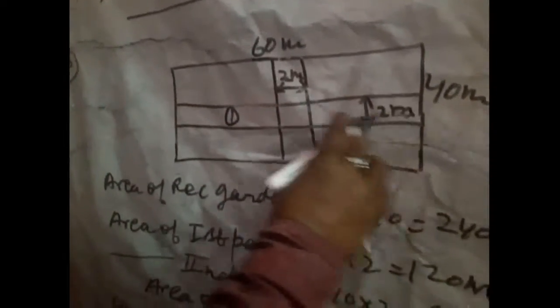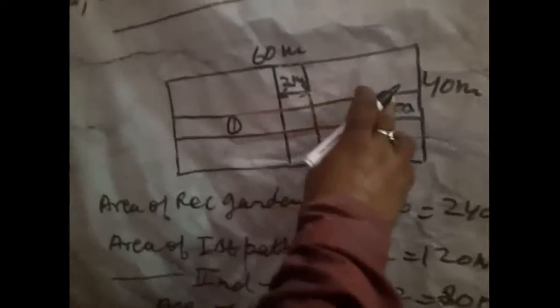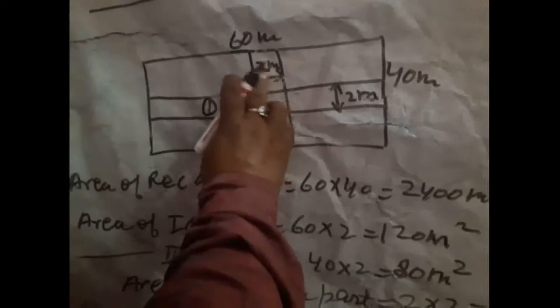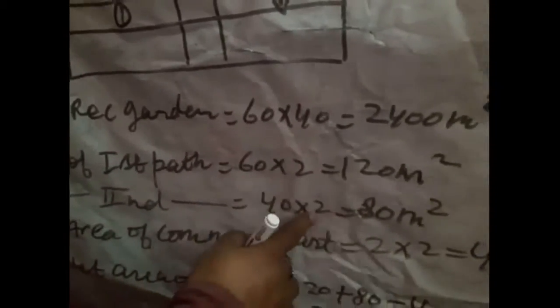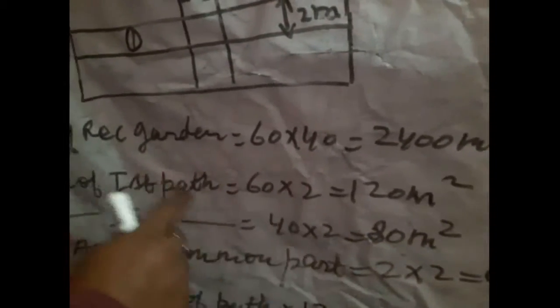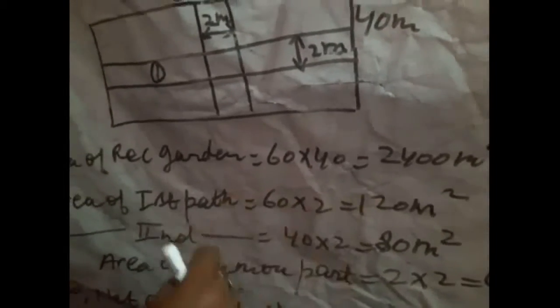Area of first path, suppose I take this first, this is our first path. Area of this path is equal to length is 60 and width is 2 meter. 60 into 2 is equal to 120 meter square. And this is second path whose width is 2 meter and this is length, this is 40 meter. So area of second path is equal to 40 into 2 is equal to 80 meter square. Area of first path 120 meter square. Area of second path 80 meter square.